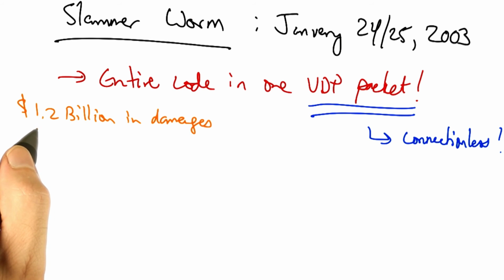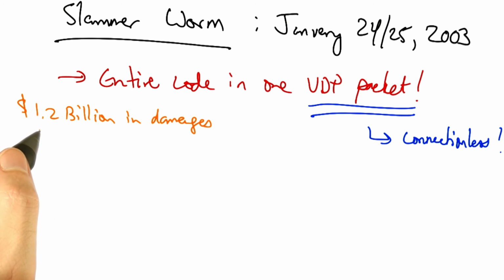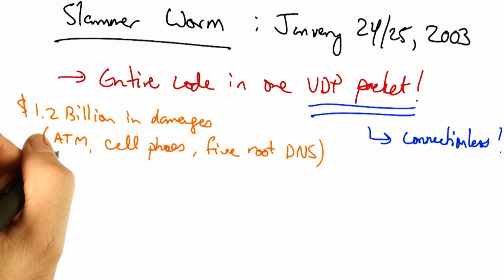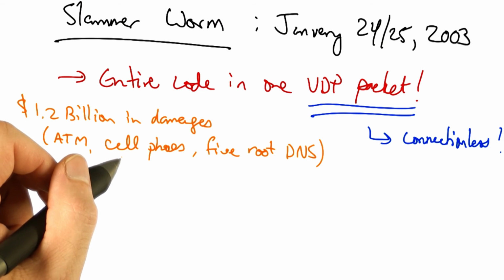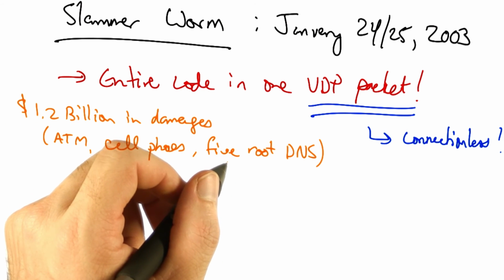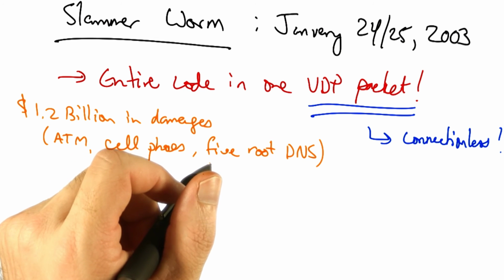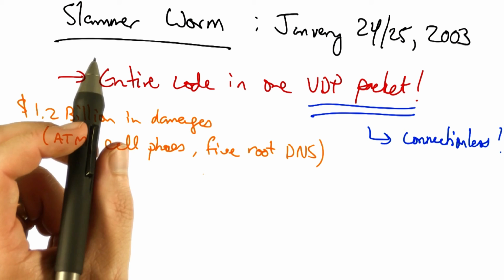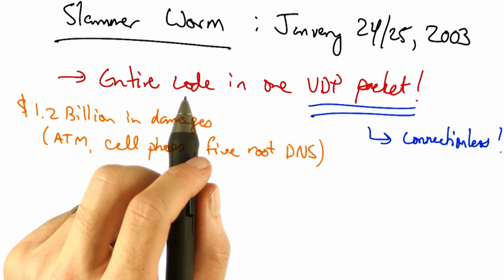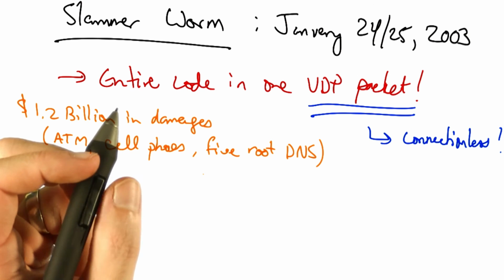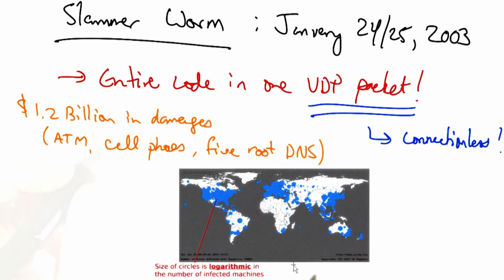The worm caused $1.2 billion in damage and temporarily knocked out many elements of critical infrastructure, including Bank of America's ATM network, an entire cell phone network in South Korea, and 5 root DNS servers, as well as Continental Airlines' ticket processing software. The worm actually did not have a malicious payload, but the bandwidth exhaustion on the network caused resource exhaustion on the infected machines. Here is a picture of the hosts around the world that Slammer infected. This damage was inflicted in just 30 minutes due to the very lightweight nature in which Slammer spread.